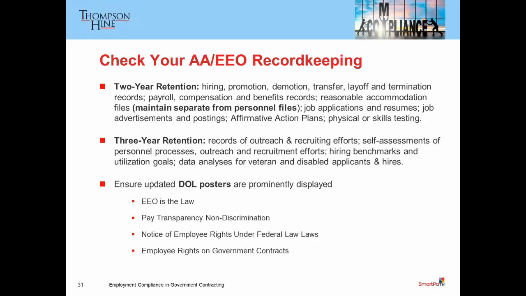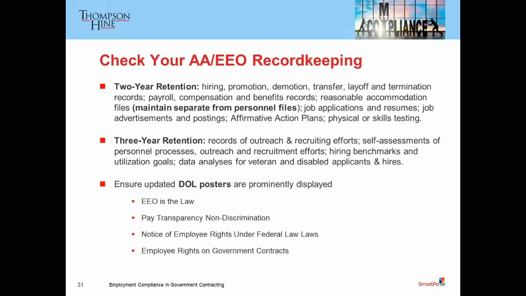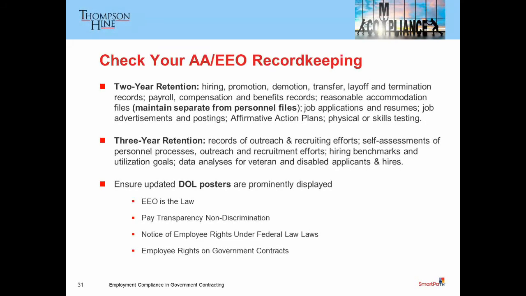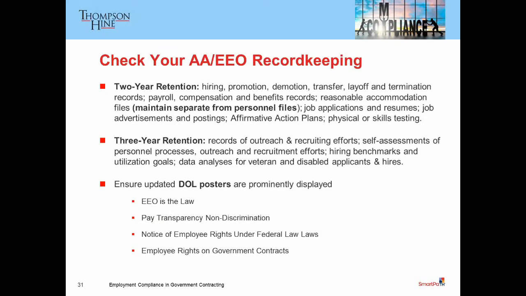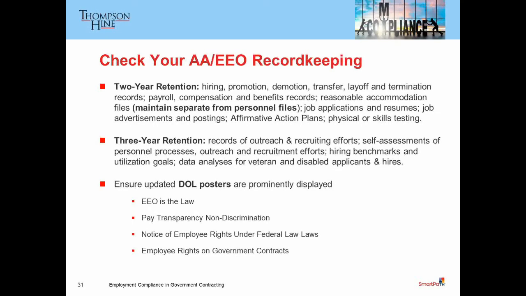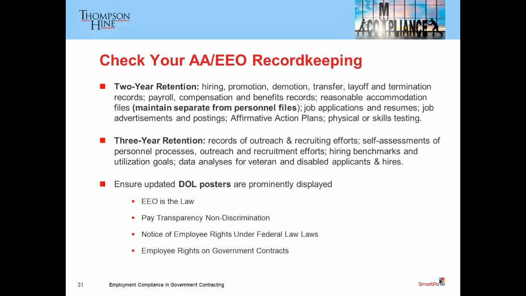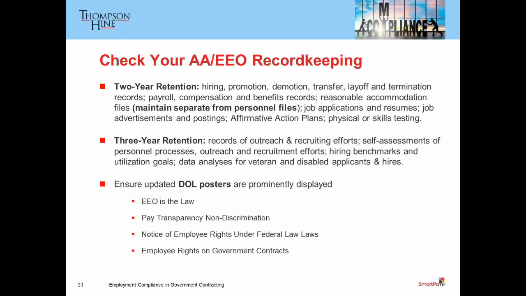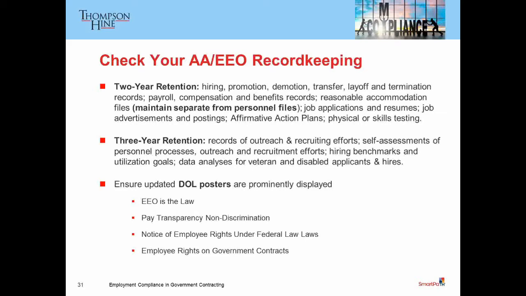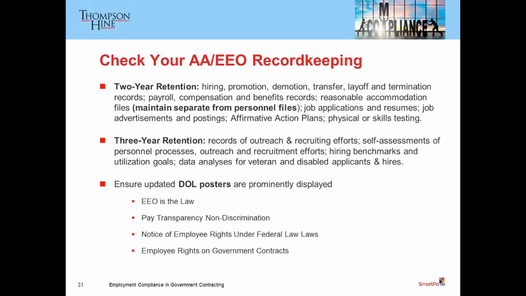Since we're on the topic of record keeping, similar to what Brian mentioned before, there are a number of record keeping obligations that you should make sure that you're undertaking. The key thing to look at here is it depends on the type of file, whether it's a 2-year or 3-year retention. Your general hiring documentation and your affirmative action plans, at a minimum, need to be kept for 2 years. And they can be kept electronically or in a file cabinet as long as you have them available for a 2-year period. For a 3-year perspective, this really focuses on a lot of the documentation of your recruiting efforts or your data collection for veterans and individuals with disabilities. That all needs to be kept for a 3-year period.